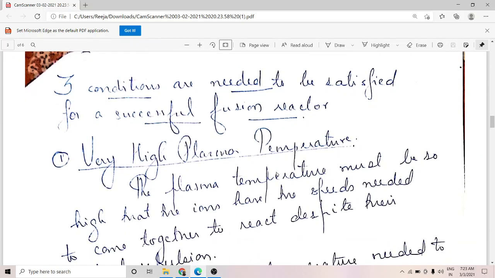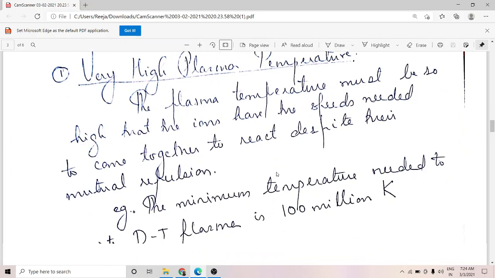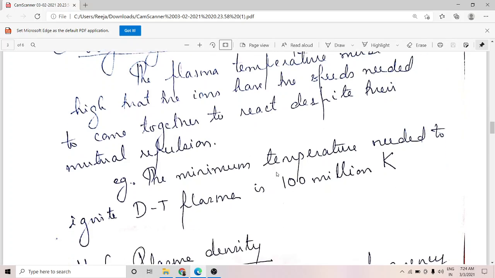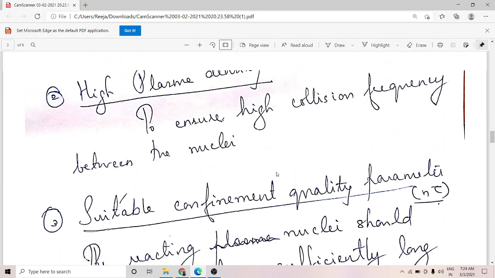Now, three conditions need to be satisfied for a successful fusion reactor. One is an extremely high plasma temperature. That is, the plasma temperature must be so high that the ions have the speeds needed to come together and react in spite of their mutual repulsion. So the minimum temperature needed to ignite deuterium-tritium plasma is 100 million Kelvin. Such a high temperature is required for the fusion reaction to take place.